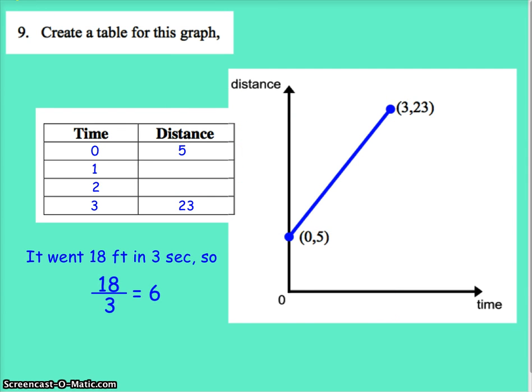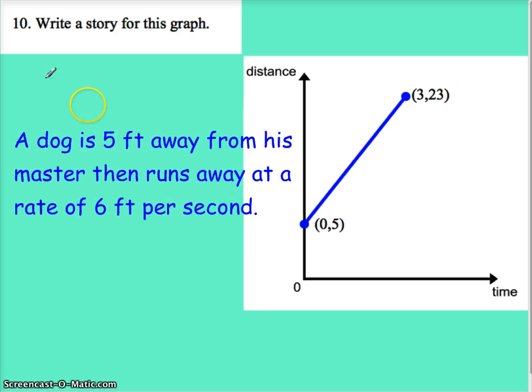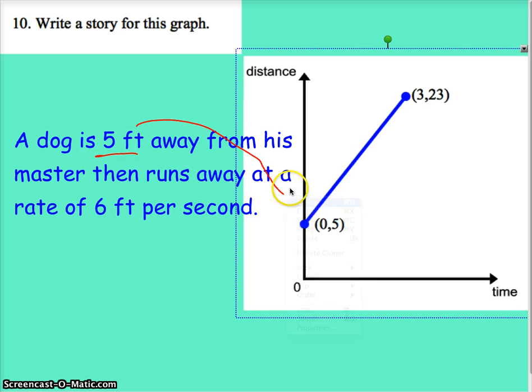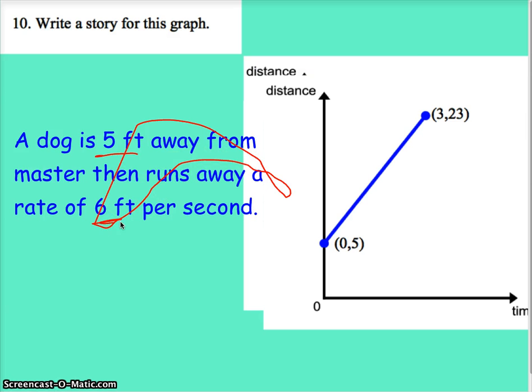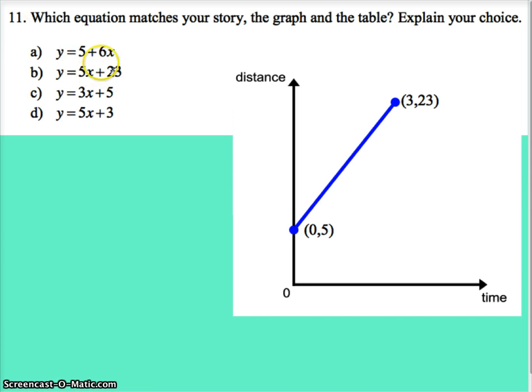So if I have to tell the story of this, maybe I can say the dog starts 5 feet away, okay, because that's what I'm saying right here, and then 6 feet per second to go. So the equation, we're starting at 5. So right here, start at 5. We travel 6 feet per second. So our equation would be right there.